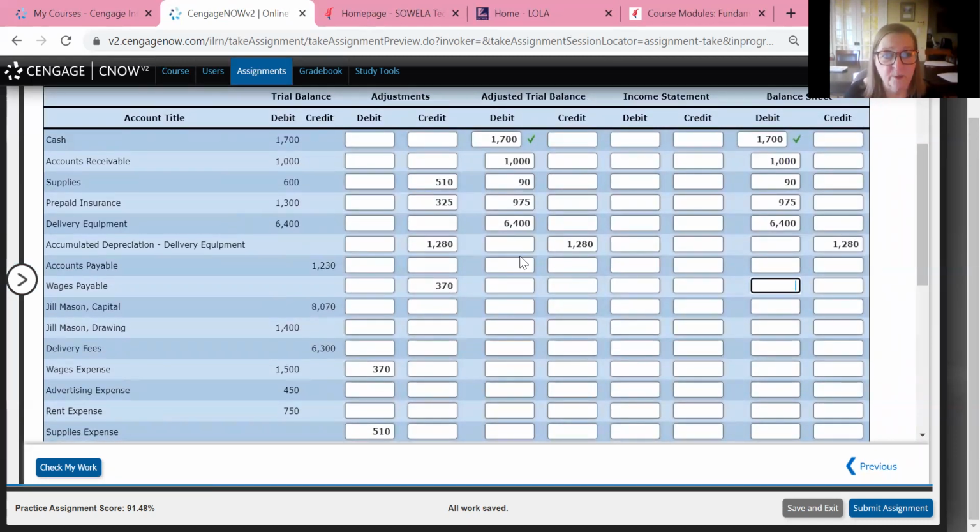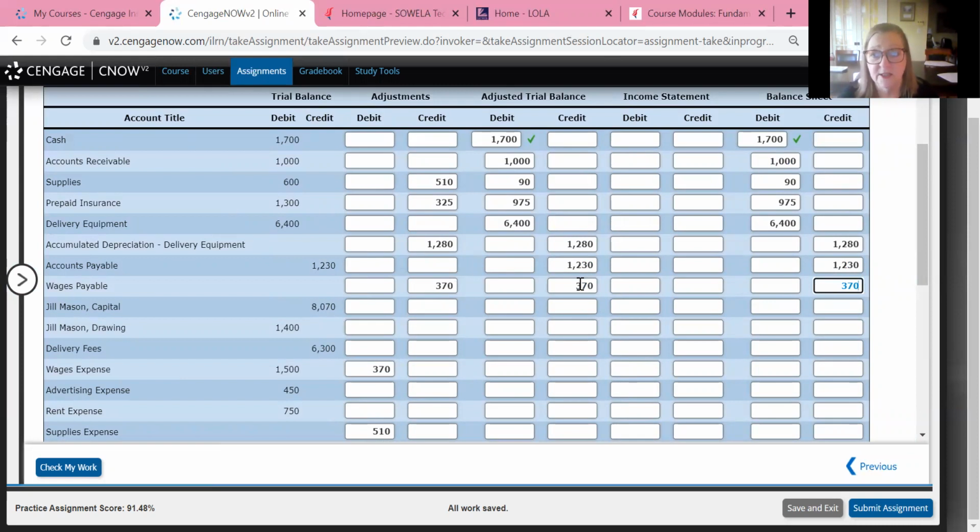So accounts payable is $1,230, and it didn't change. We didn't make an adjustment to accounts payable. And then wages payable. There was no balance originally, but we entered an adjustment, so we do have a balance now, $370. And again, these are liabilities. They have to go on the balance sheet also, don't they?